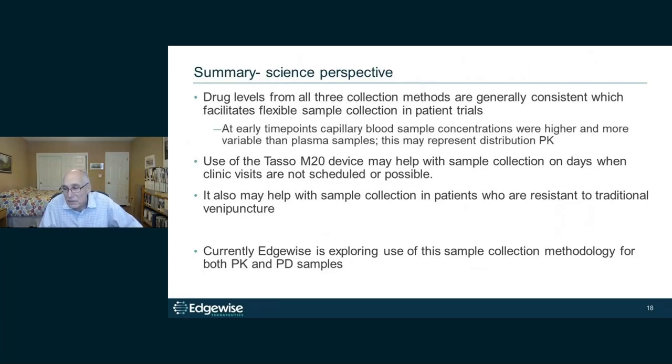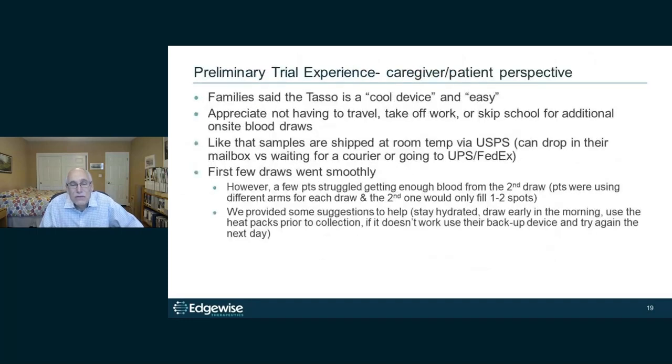And most important for this audience today is, what has our trial experience been to date in a Duchenne's population? So now this is in young boys. I think the youngest on the trial so far is a little under 4 years old, and their patient and caregiver experience. The families said it's cool. They like it. It's easy to use. They really appreciate not having to travel to the clinical site.